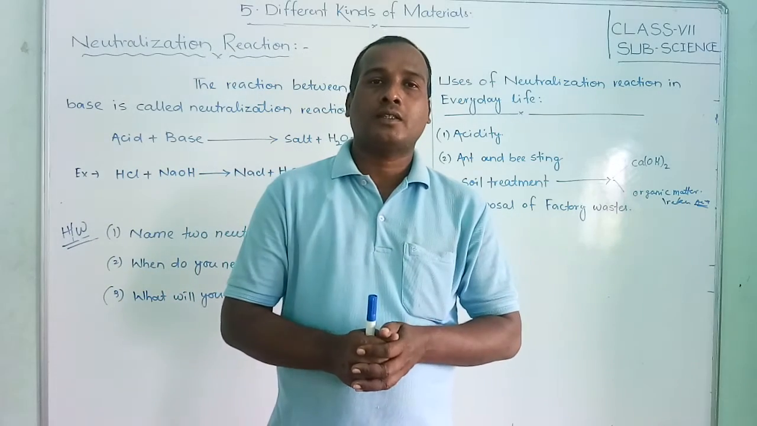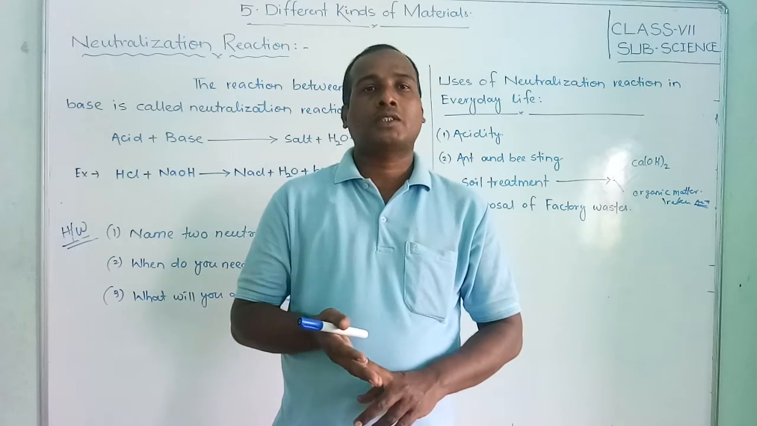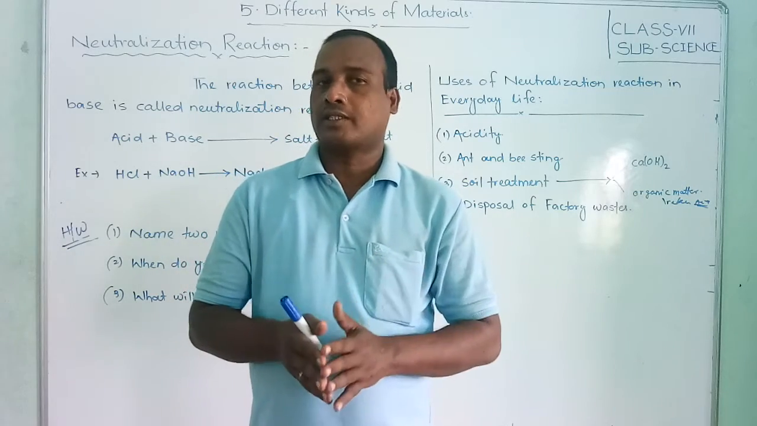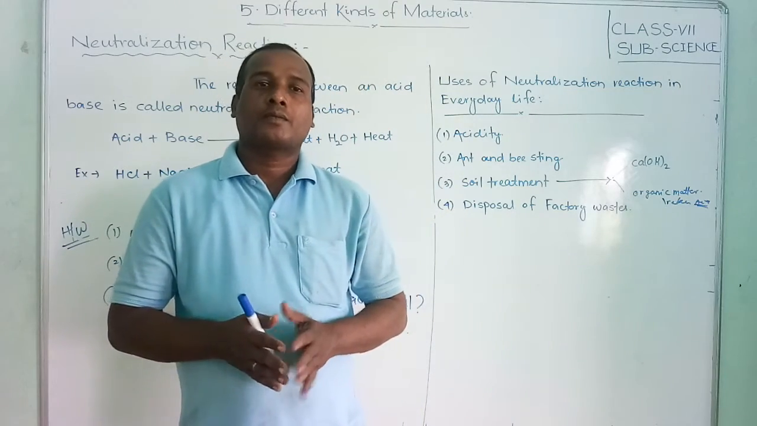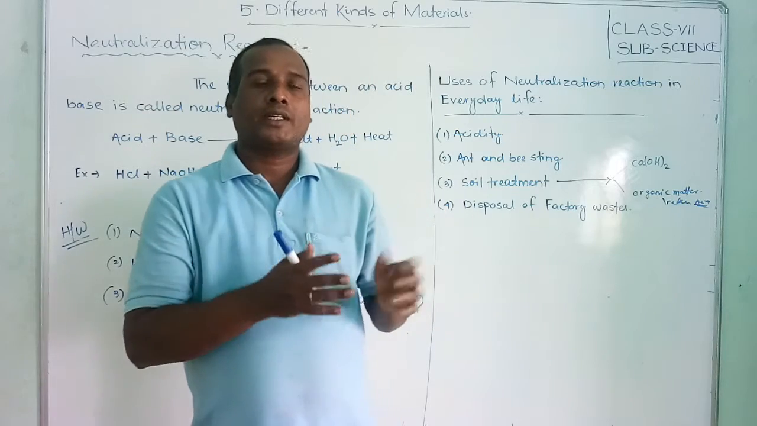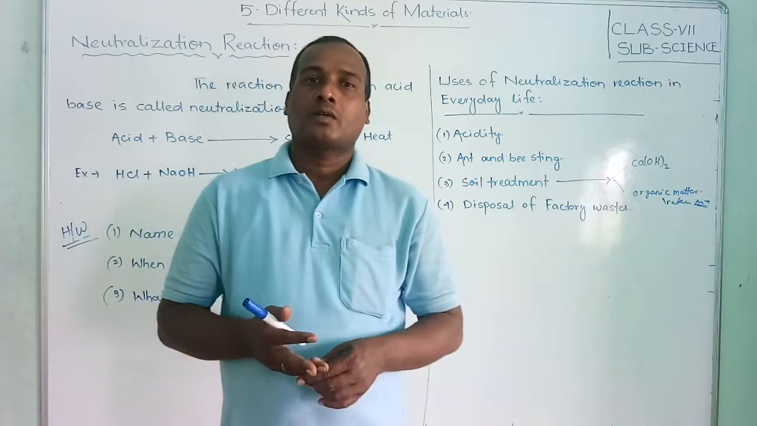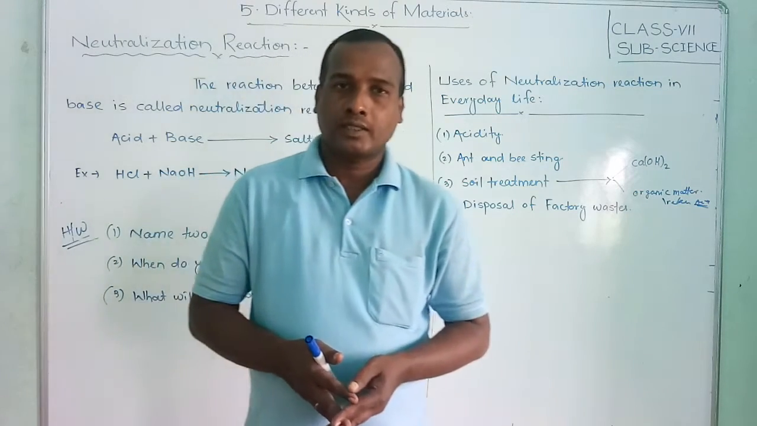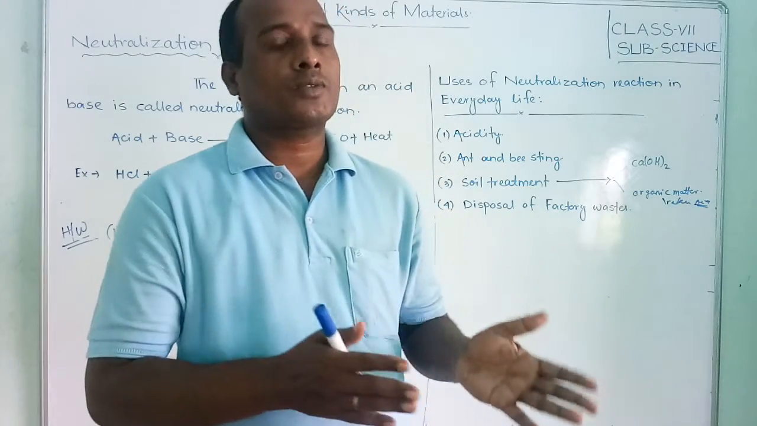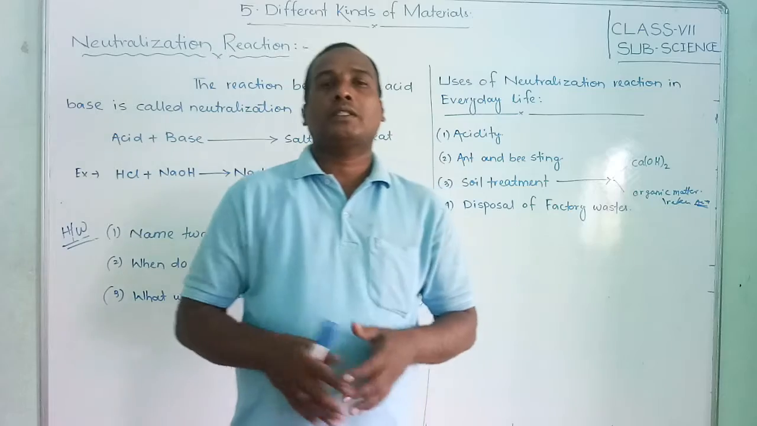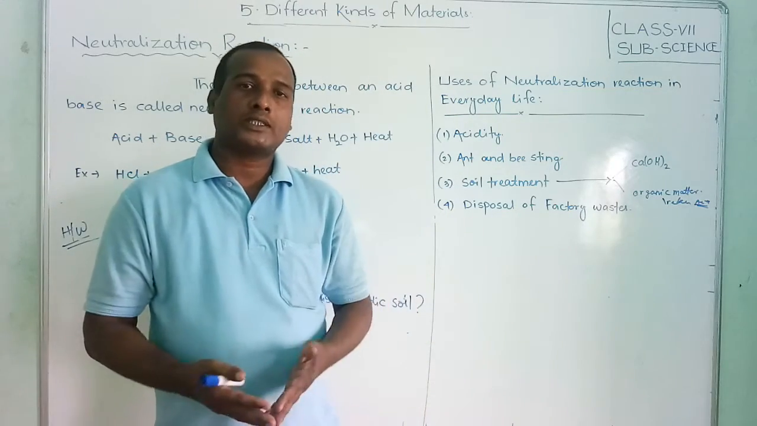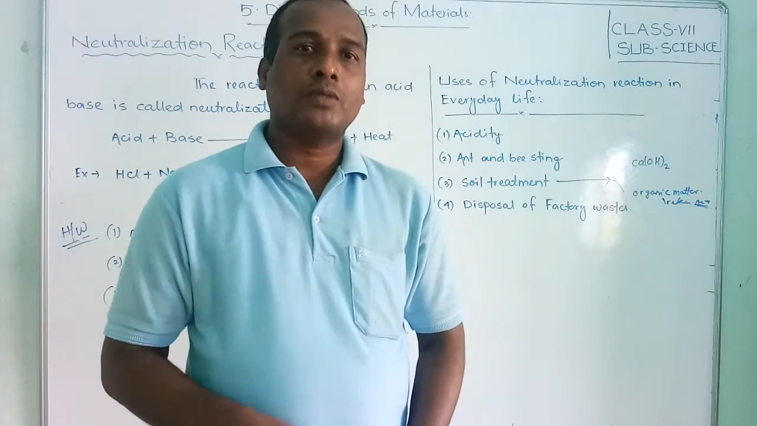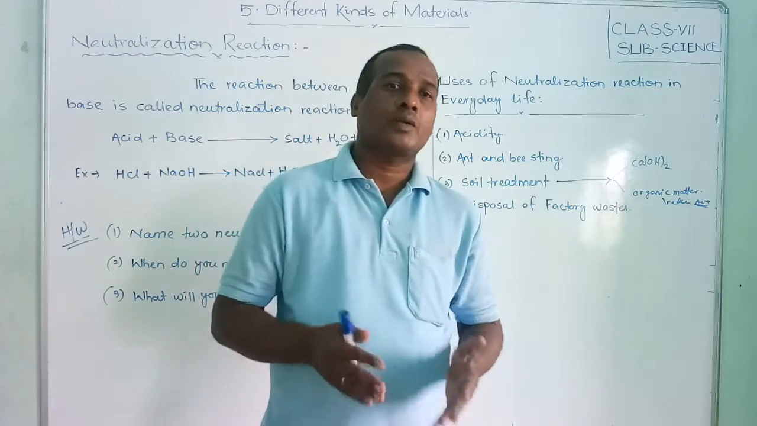Natural occurring indicators, what are they? One is lichen, second one is turmeric, third one is China rose petals. And laboratory prepared indicators are what? Methyl orange as an indicator, and another one is phenolphthalein as a laboratory indicator. We have also studied what neutral substances are, and how the indicators change color when we put them in acidic substances, and in basic medium or basic solutions.